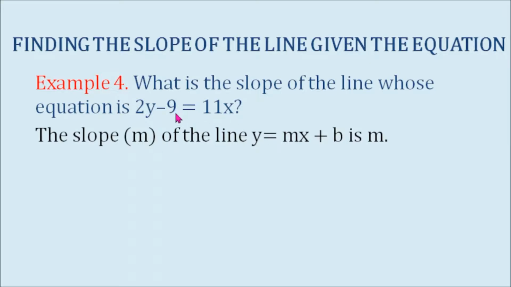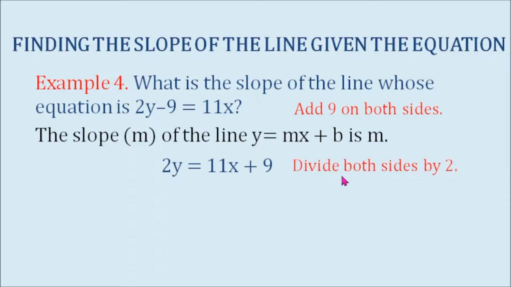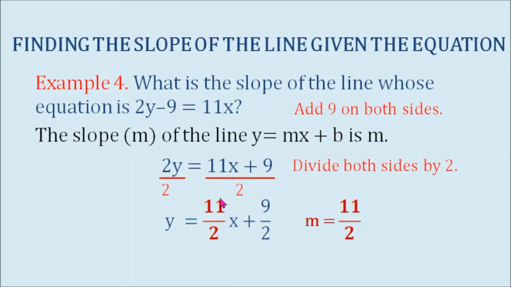Now to do that, we are going to add 9 on both sides. So we have 2y equals 11x plus 9. And after that, we are going to divide both sides by 2. And after this step, this is what we get. Y equals 11x divided by 2 is 11 over 2x. And then 9 divided by 2 is 9 over 2. And this is our slope here. M equals 11 over 2.